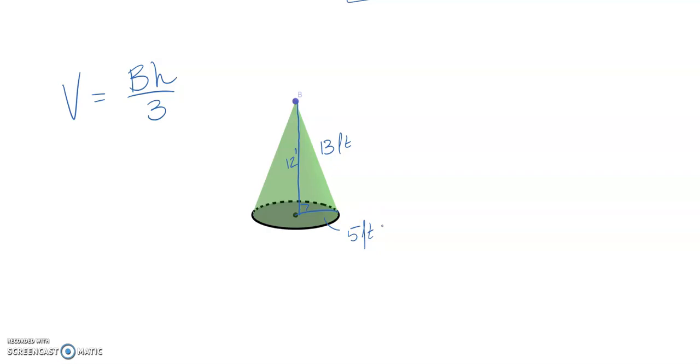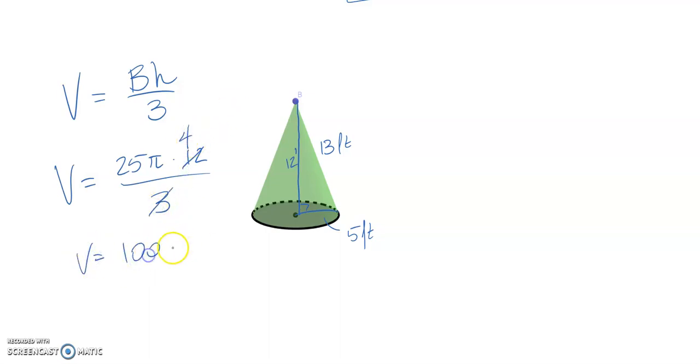So let's find the volume real quick. Volume is going to be the area of the base, which is 25 pi, times the height, which is 12, all over 3. Which is going to give us a volume of 100 pi feet cubed. I'm just going to leave it in terms of pi.